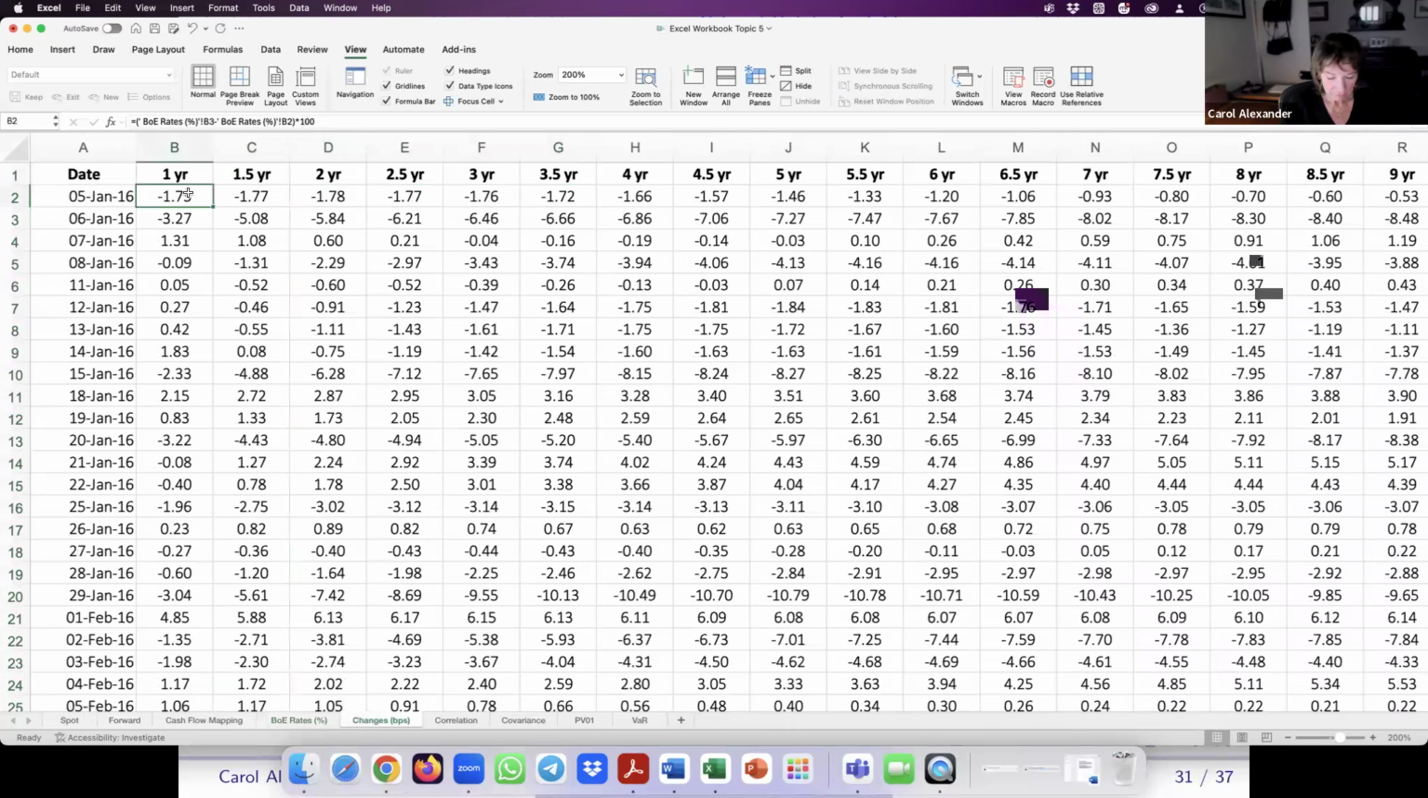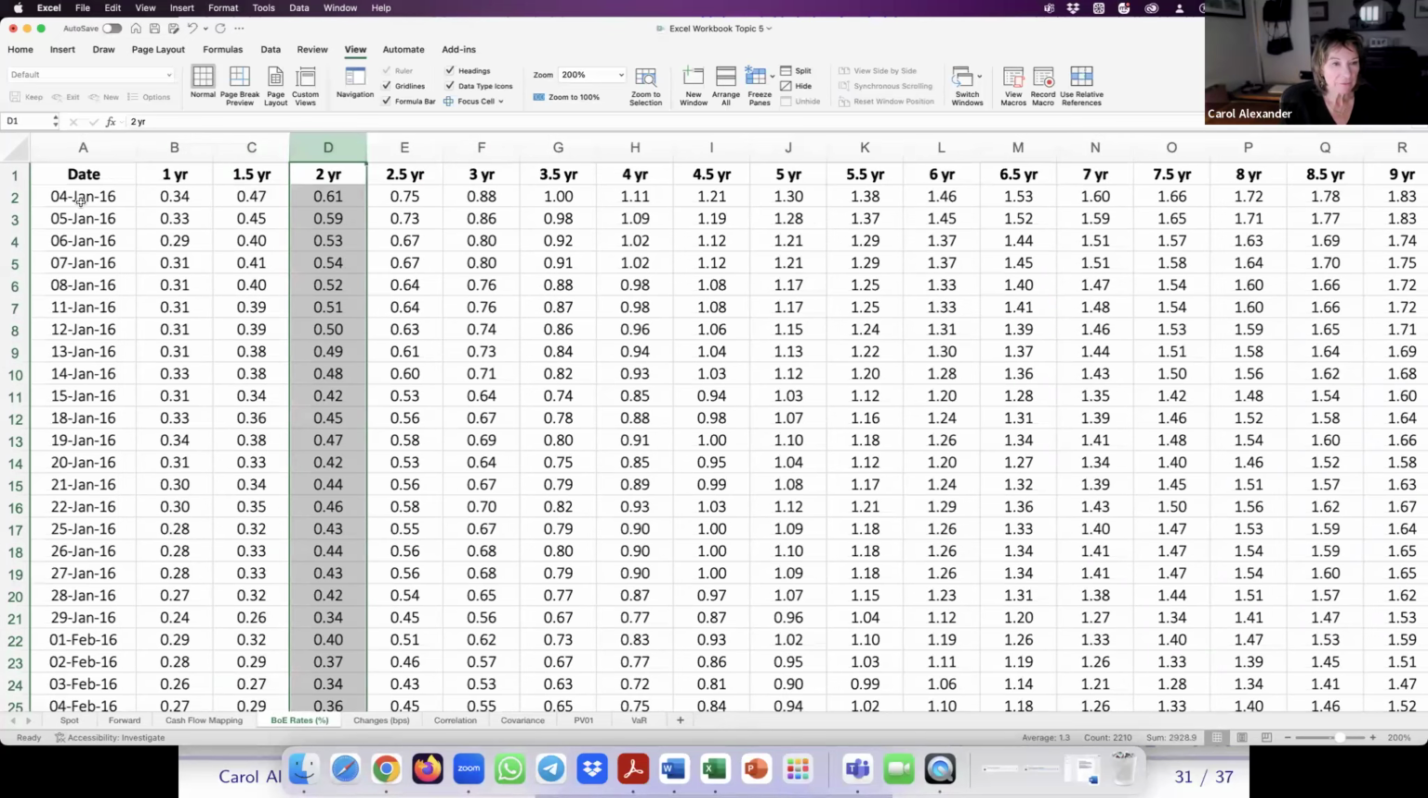And we have 2,208 of these because we lost one. This starts on the 5th. Bank of England rates here start on the 4th. And we can compute the correlations.